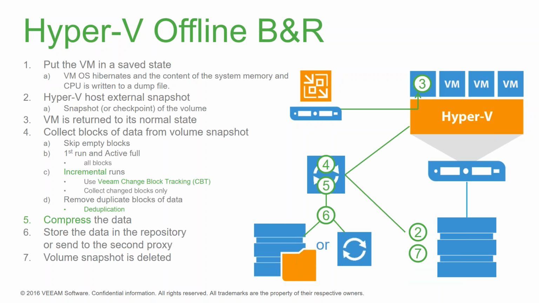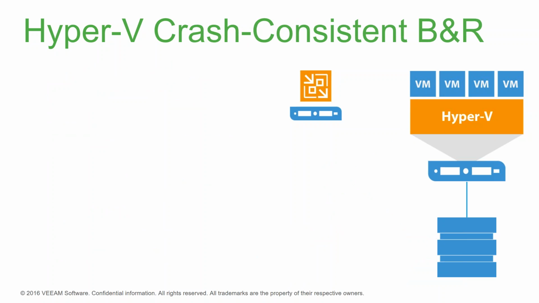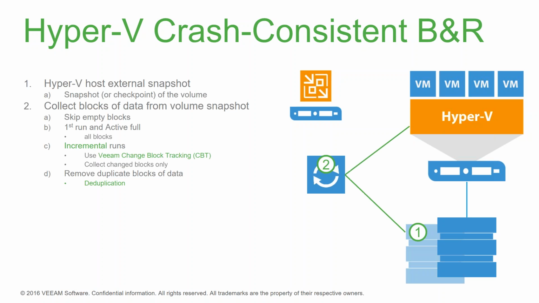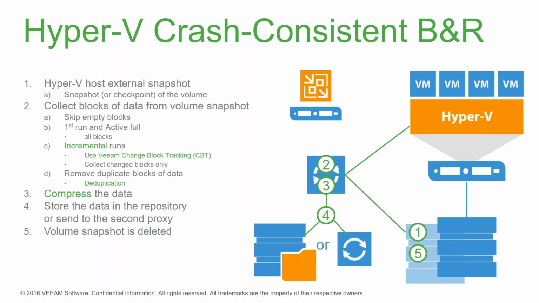Now this does involve a little bit of downtime because we did have to bring the VM into that saved state. Now, crash consistent backup isn't ideal, but it's better than nothing. So we do have the ability to do Hyper-V crash consistent backups. That means we're not going to talk to the VM at all. We're just going to take that host external snapshot, collect the data, compress it, send it to its next location, and clean up after ourselves.